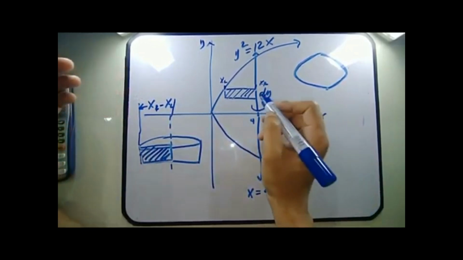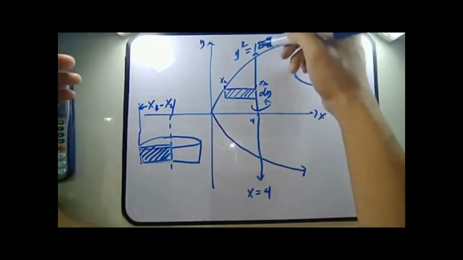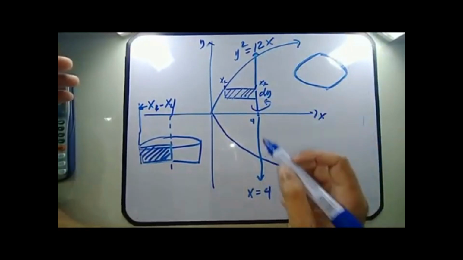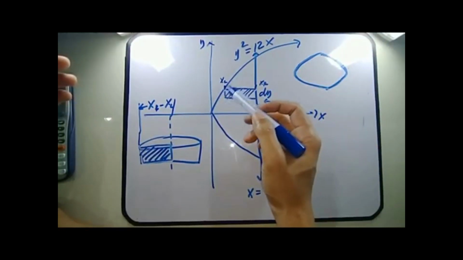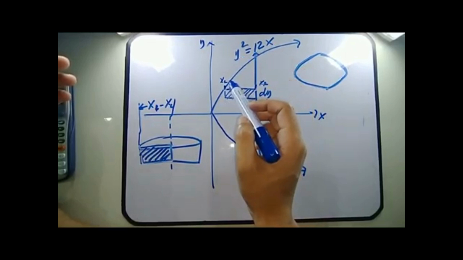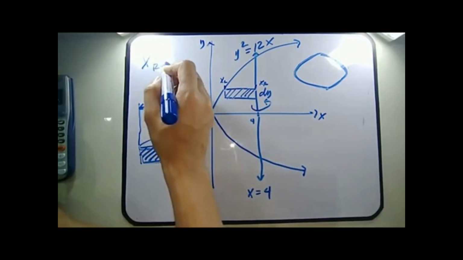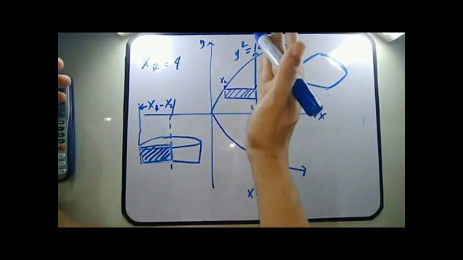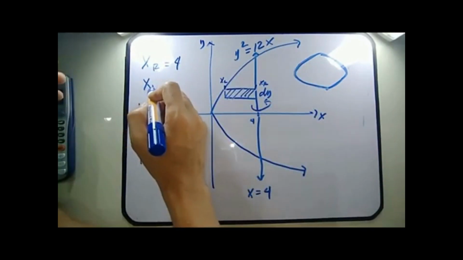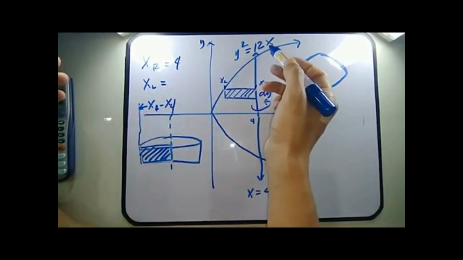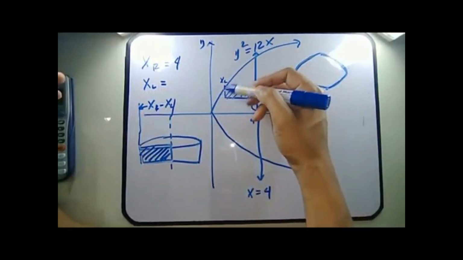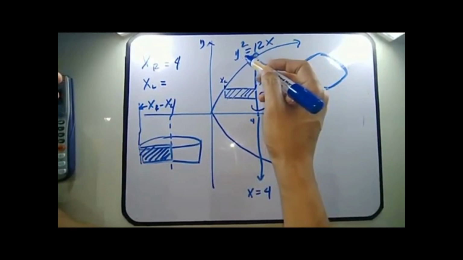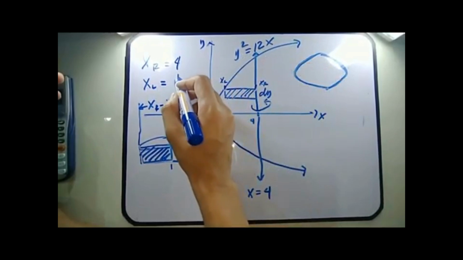Our x right is of course the one that touches the line, that will be 4. And for our x left, let's get x in terms of y. The x right is obviously 4 because that's where it touches. Then the x left will be the x of the parabola. So, that will be y squared all over 12.